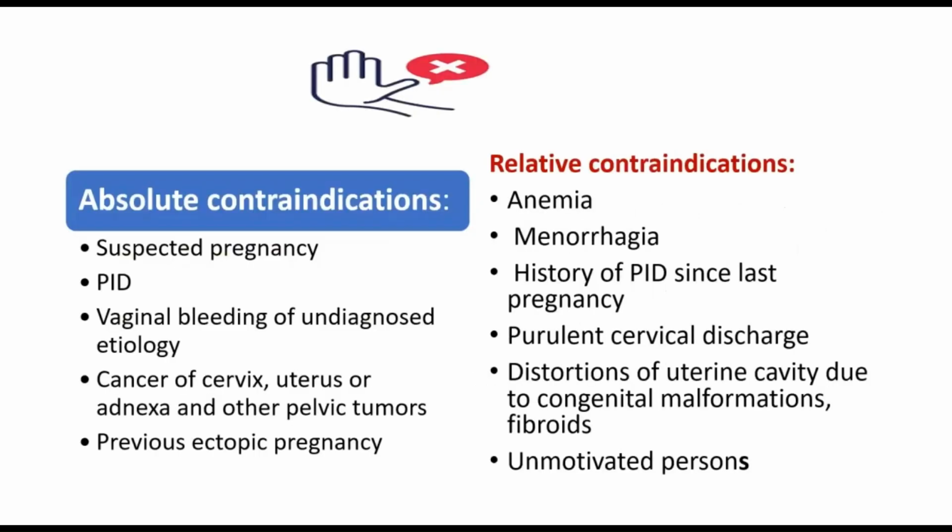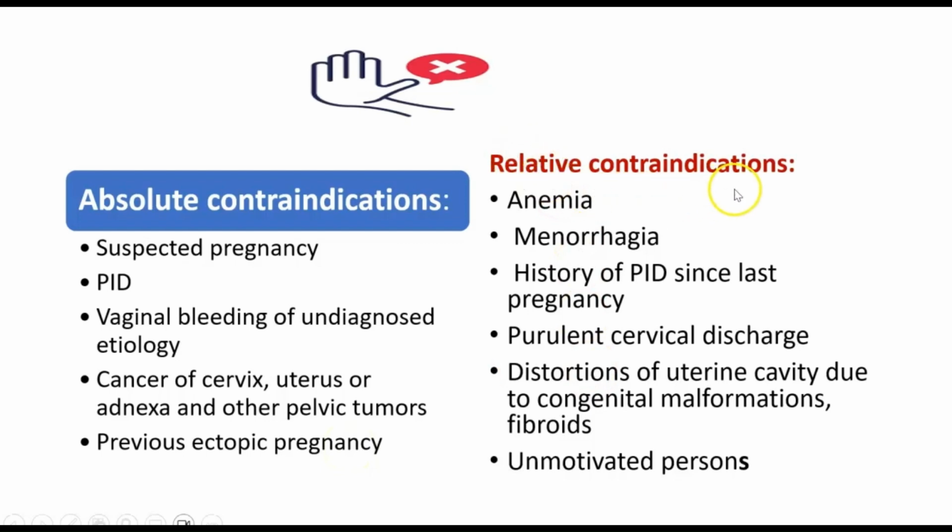So what are the absolute contraindications and relative contraindications in which we will definitely not prefer the insertion of IUCD? So the absolute contraindications include the suspected pregnancy, the pelvic inflammatory disease, any kind of vaginal bleeding of undiagnosed etiology, the cancer of cervix, uterus or adnexa, or the other pelvic tumors. And as the IUCD can have an increased risk of ectopic pregnancy, so if there is a previous ectopic pregnancy, we will not prefer the IUCD insertion.